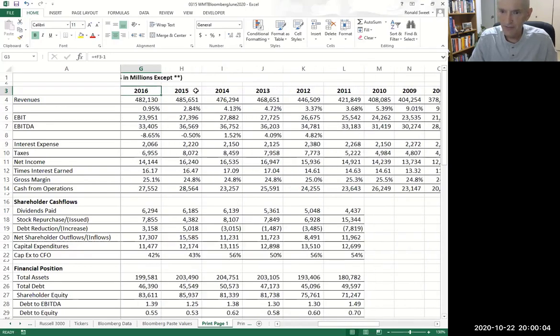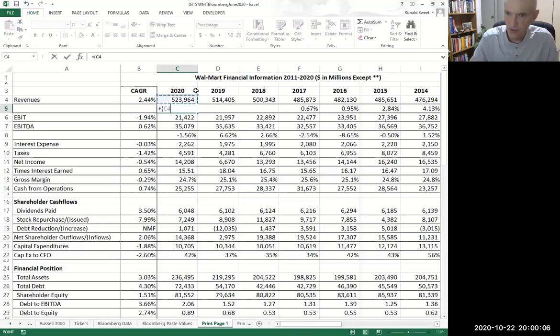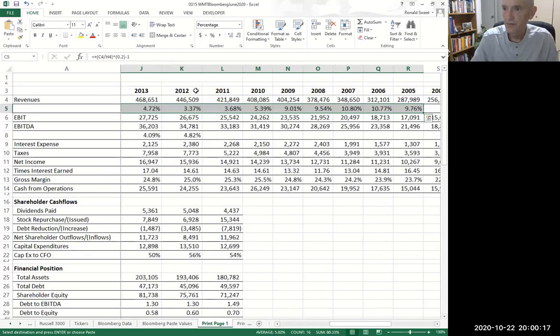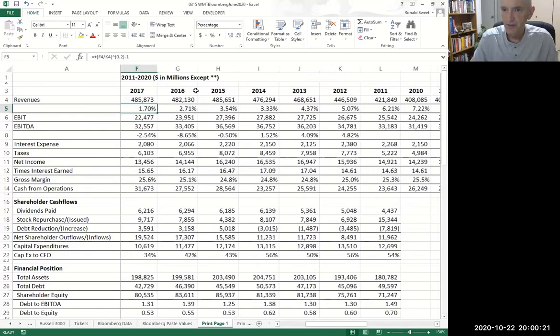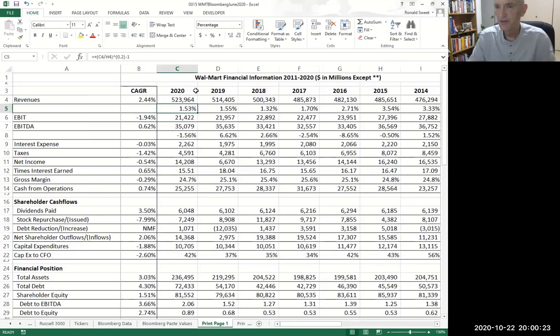You can also do 5 years. To do 5 years, you take the current year and divide it by the value 6 years back: 1, 2, 3, 4, 5, 6. Raise that to the 1 divided by 5 power, minus 1. There you have 5-year growth. It looks very much the same picture, just weaker, about 1.5% growth. They're just barely growing with inflation.